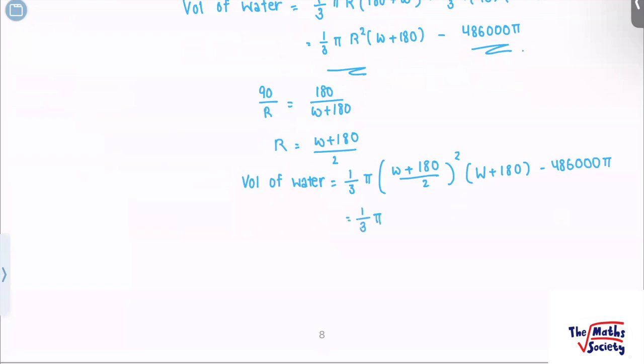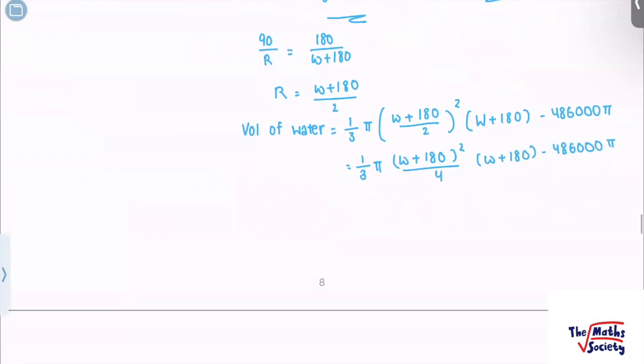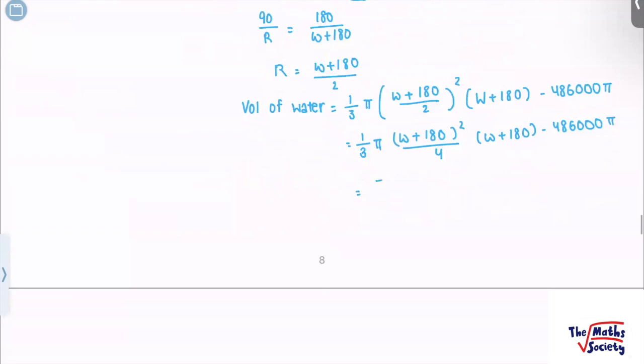We're going to simplify it. That's 1/3 pi times (W plus 180) the whole squared divided by 4, times (W plus 180), minus the small cone's volume. So by 4, you'll get pi over 12, and you have (W plus 180) the whole cubed minus the constant times pi. And that is now shown. Okay.